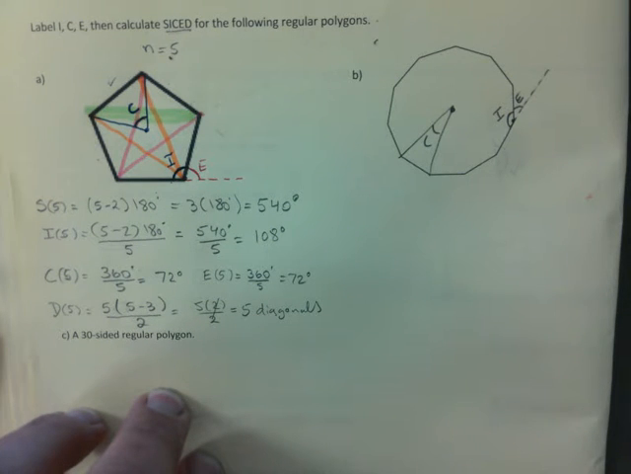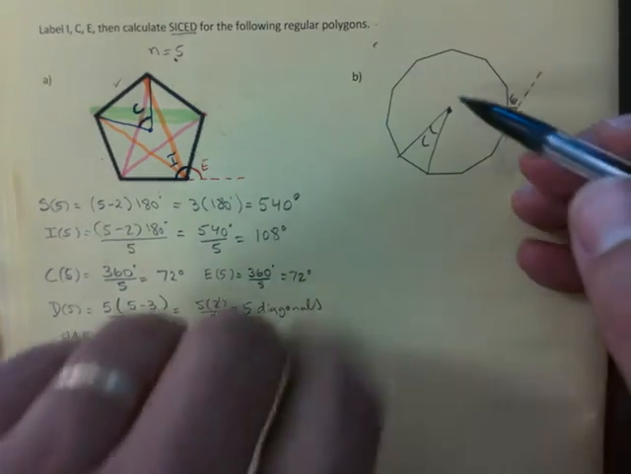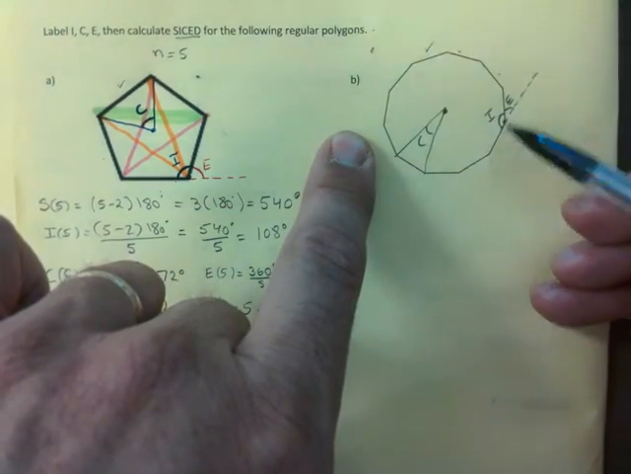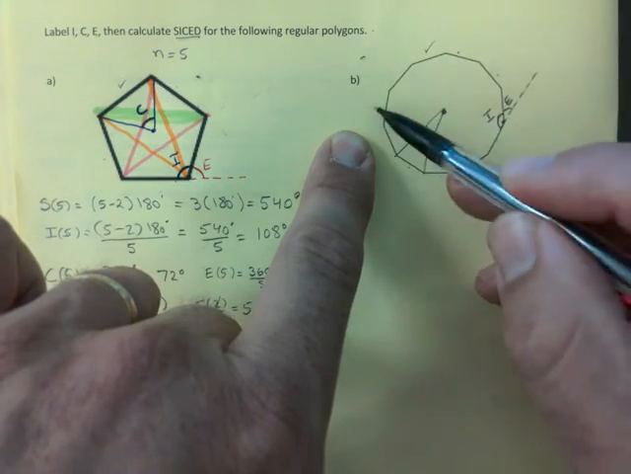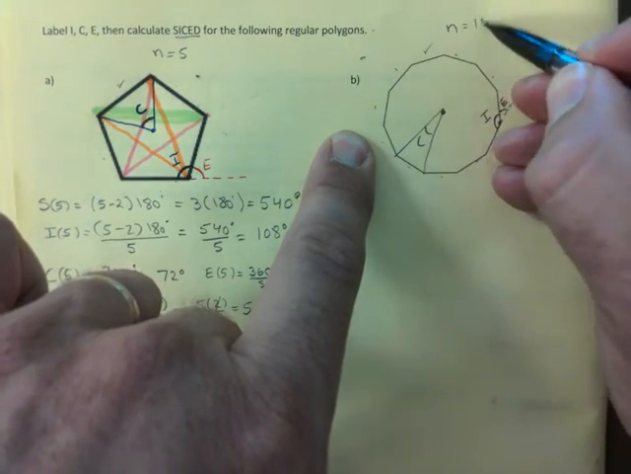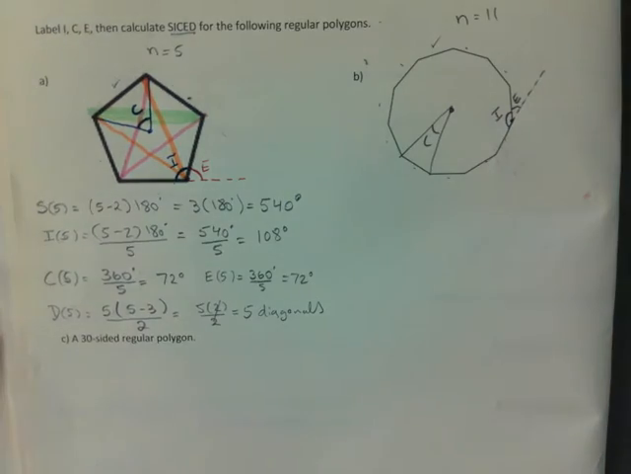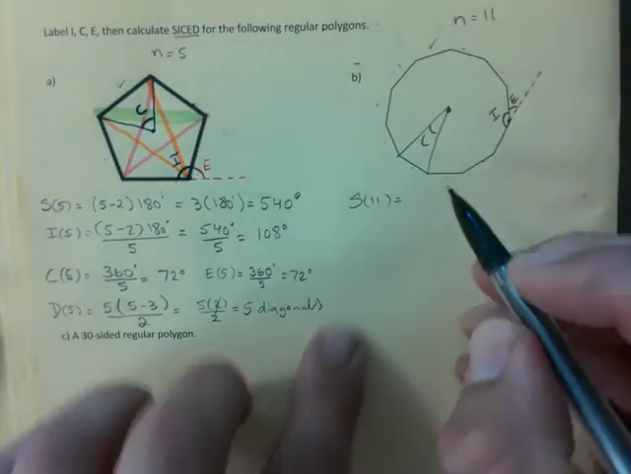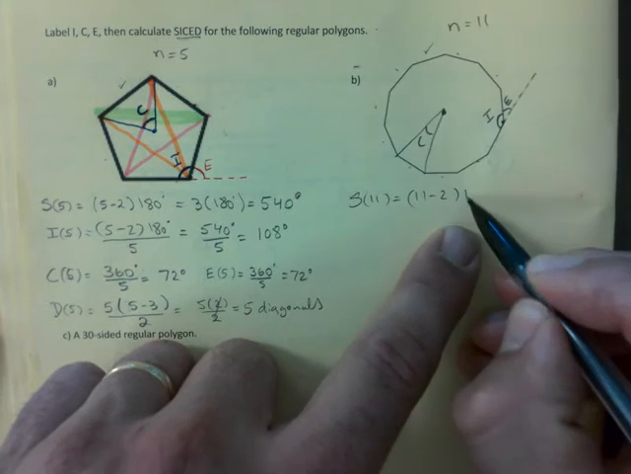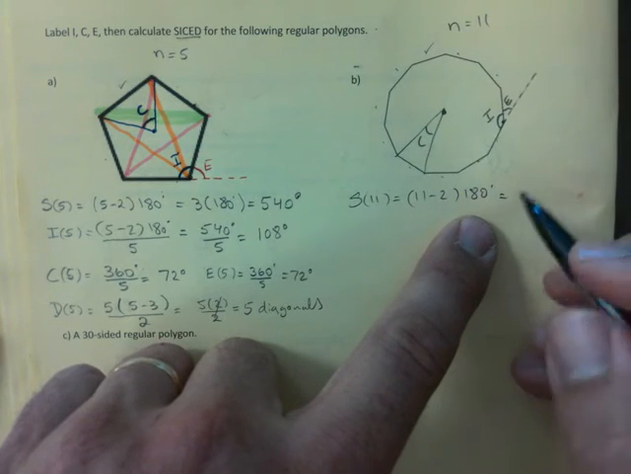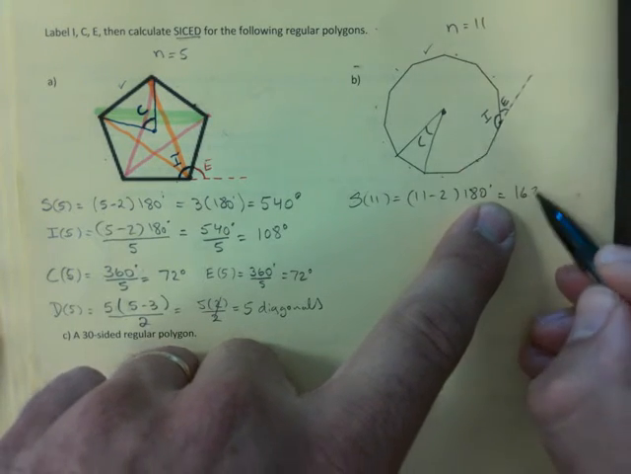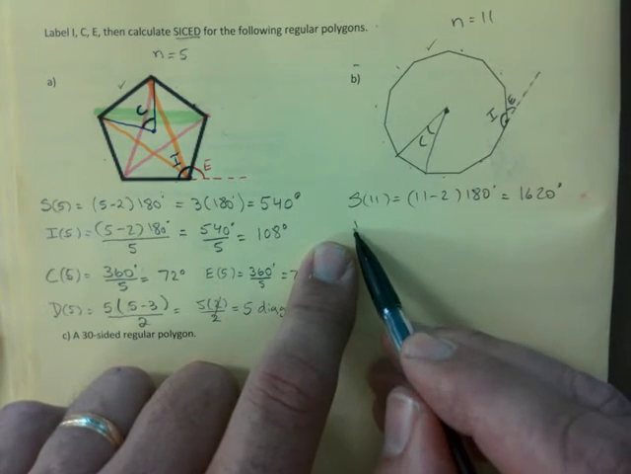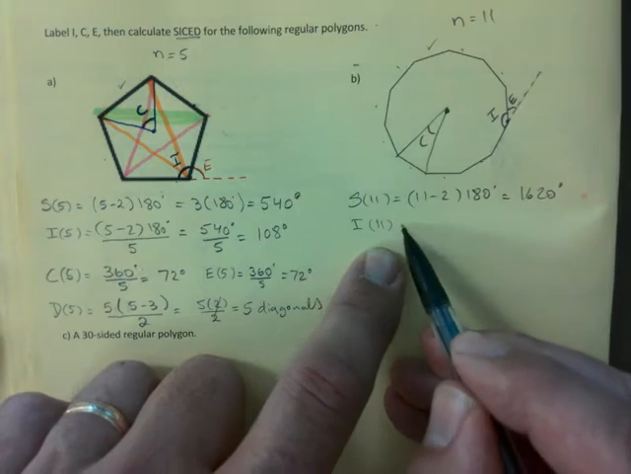How many sides does this thing have? Count, right? So check mark. So 1, 2, 3, 4, 5, 6, 7, 8, 9, 10, 11. So n is equal to 11. Okay. So the sum for 11 would be 11 minus 2 times 180. I'll just give you the answer. That's 1620 degrees.